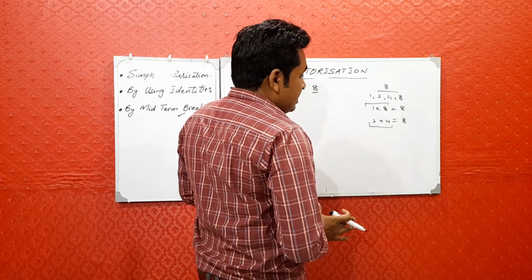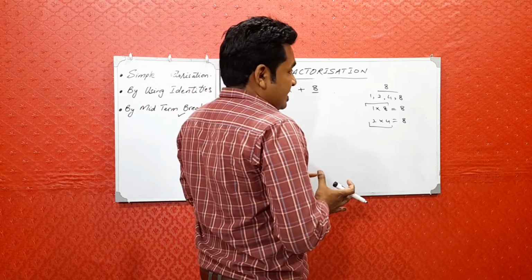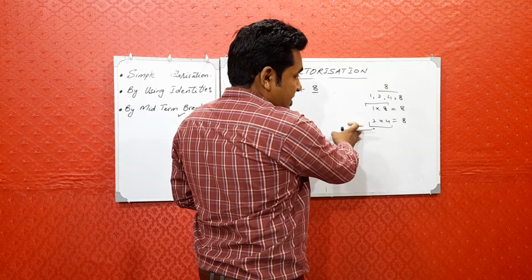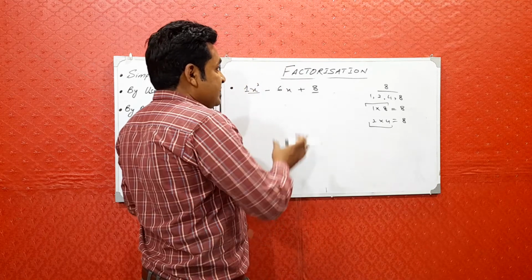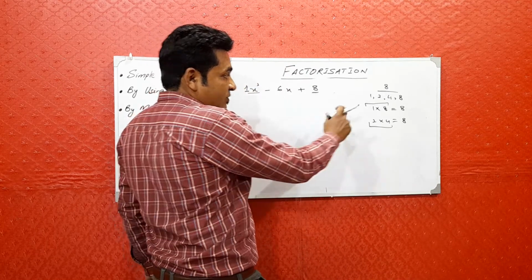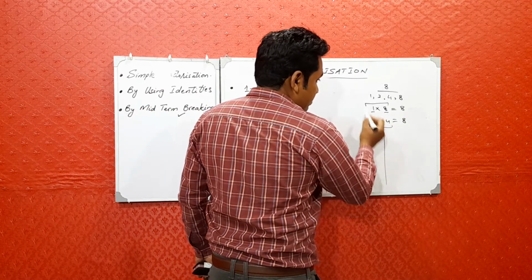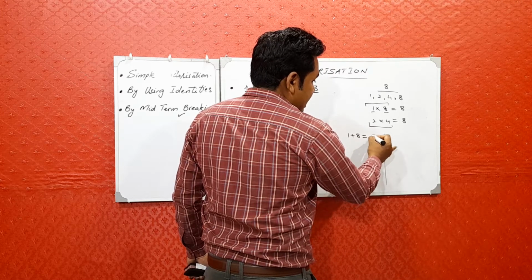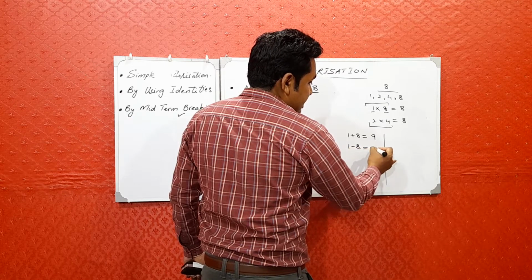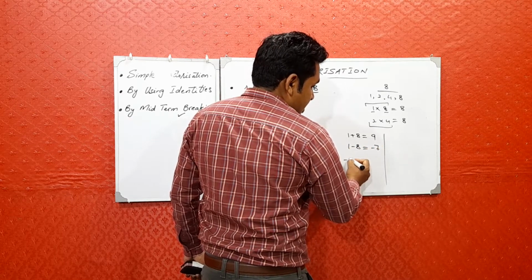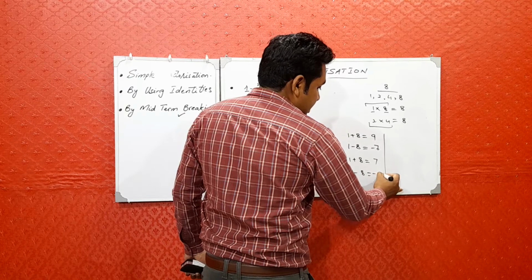Now we have to select one of the pairs, and we will check which pair gives us 6 after simplification. For example, suppose we are simplifying 1 and 8. When we add 1 and 8 we get 9. When I do 1 minus 8, it is minus 7. If I change the sign of 1 and keep 8 positive, this is 7, and if I keep both negative, then I get minus 9.